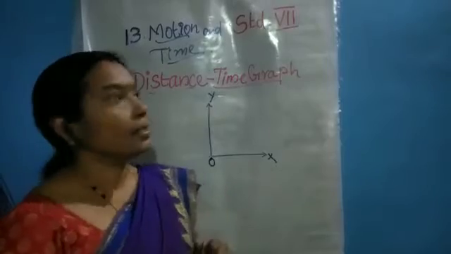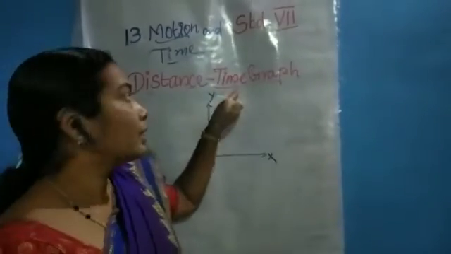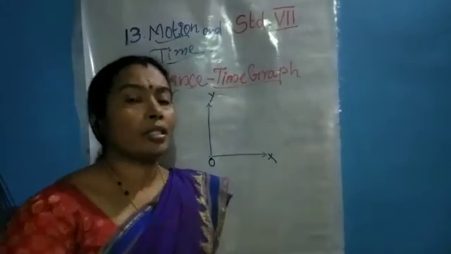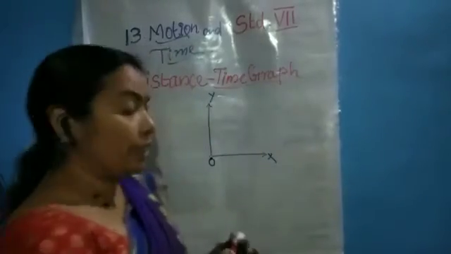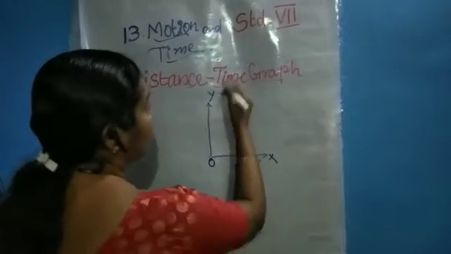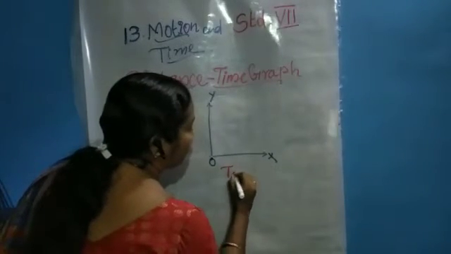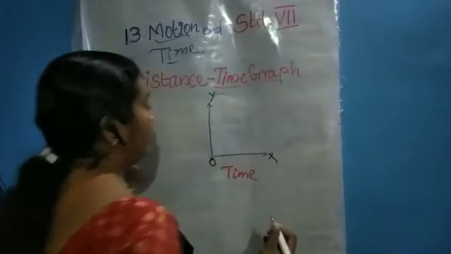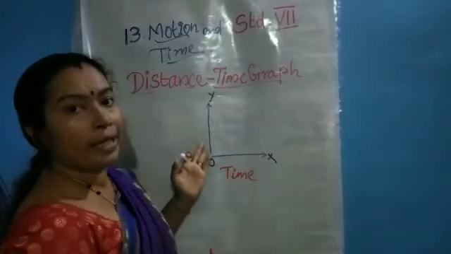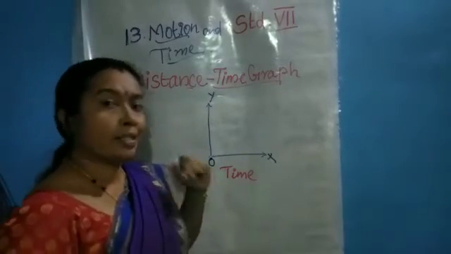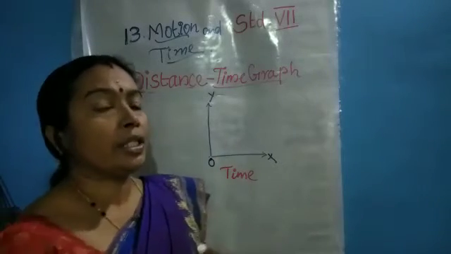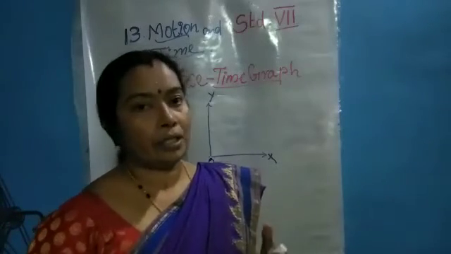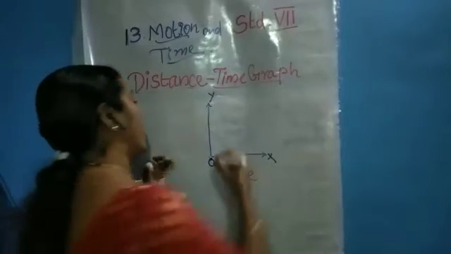In the x-axis we will take the time, because time is the constantly varying one. So time in the x-axis. And if you take time in the x-axis, then what will be in the y-axis? Distance. Distance is also varying, sometimes constant, sometimes the variation will be different. So we will take distance in the y-axis.